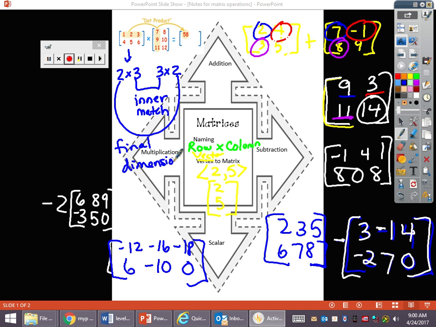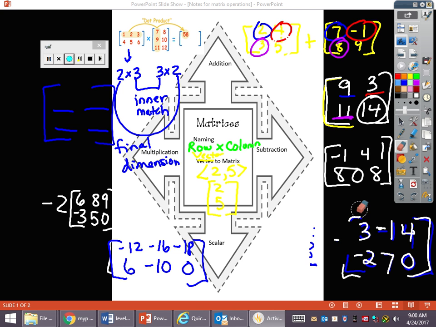So my answer will be in a 2 by 2. My final answer will be a 2 by 2. We are going to use the dot product. Who can explain the dot product to me? When we multiply, explain it. The dot product. What's the dot product?